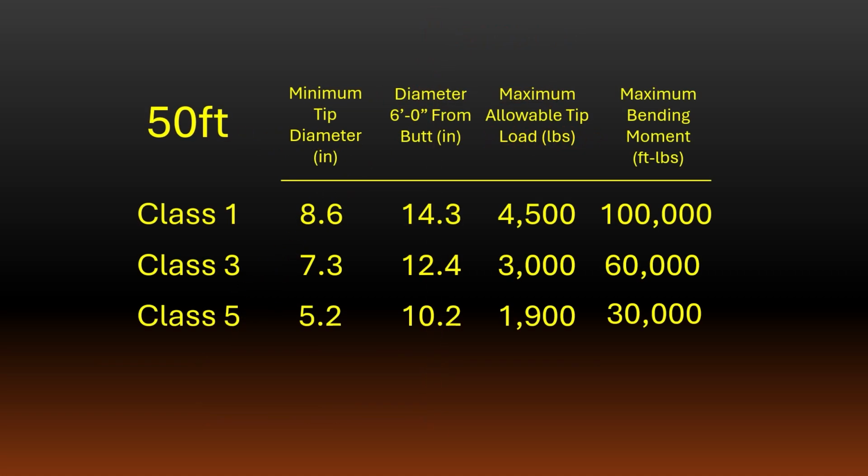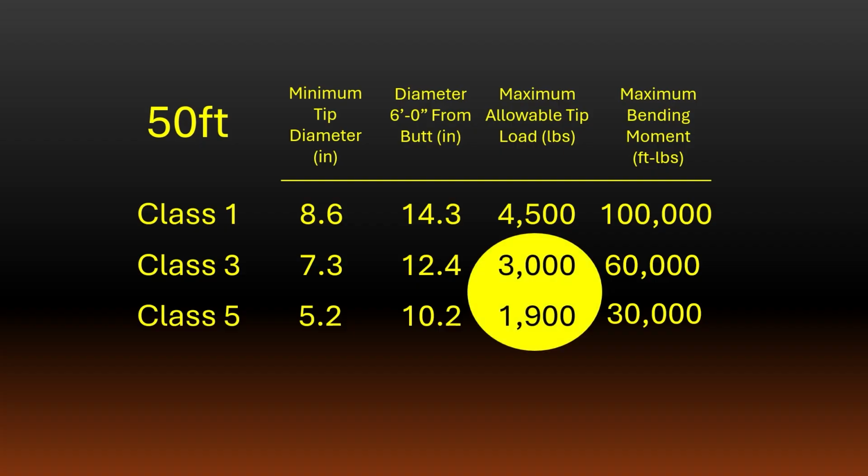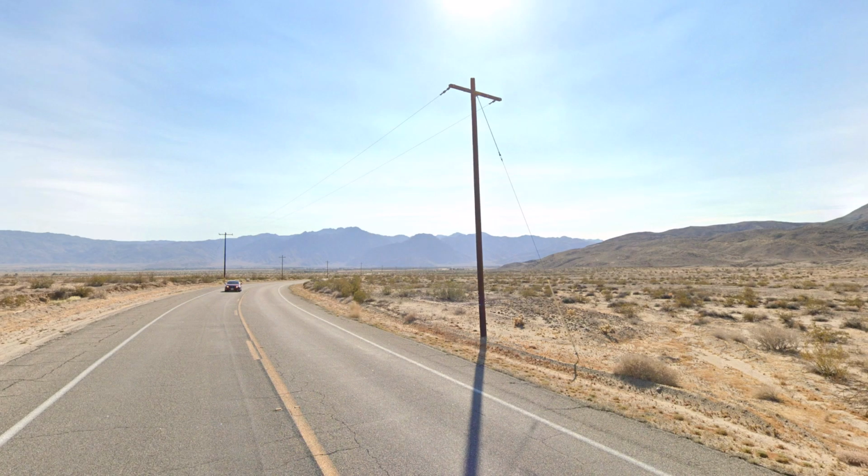This vertical load of 3,100 pounds exceeds the limits of our Class 5 and Class 3 poles. We'll need to use our Class 1 pole for this dead-ended construction. Here's a great image of a dead-end pole and anchor.